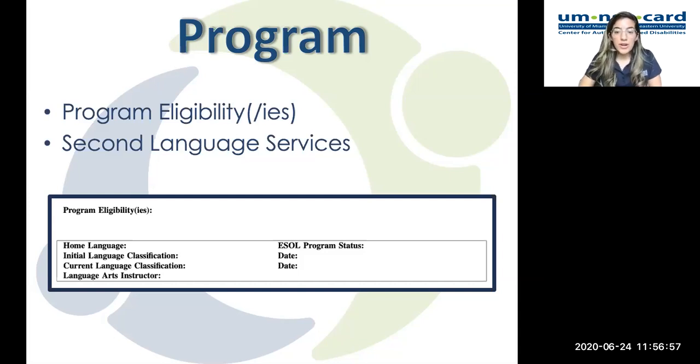The ESOL program status, which is right here, refers to the level of services related to English language learning the child is receiving. This ranges from being enrolled in classes specifically designed for ELL, English language learning, students to exiting ESOL, before and after 2 years of following.